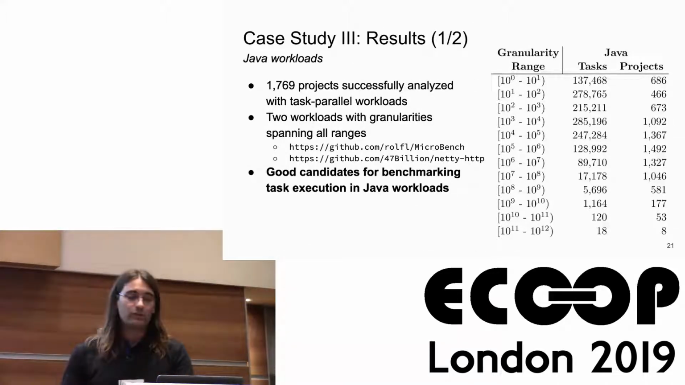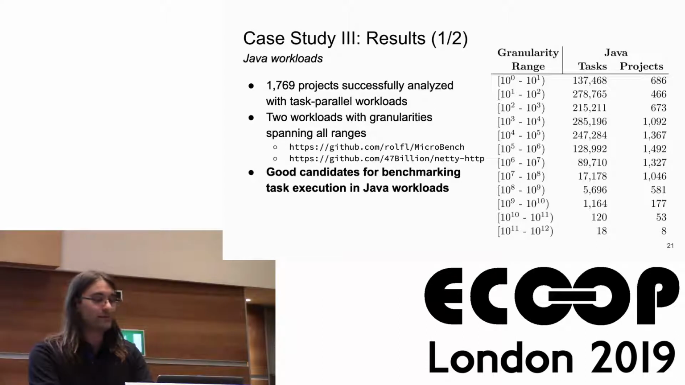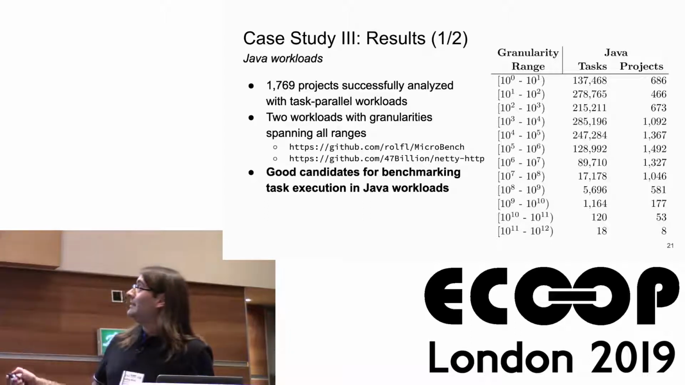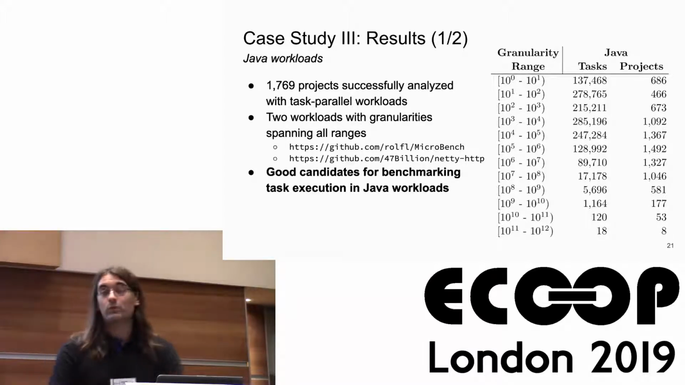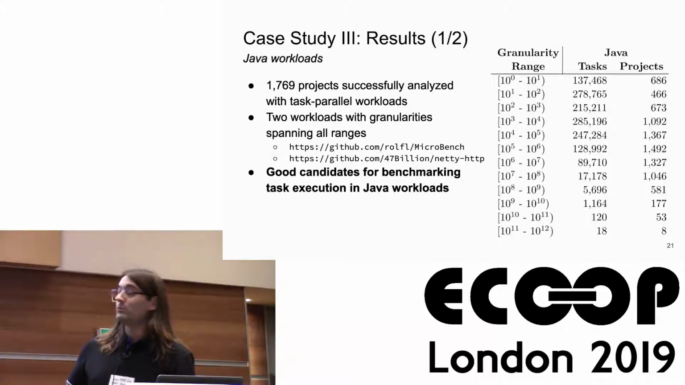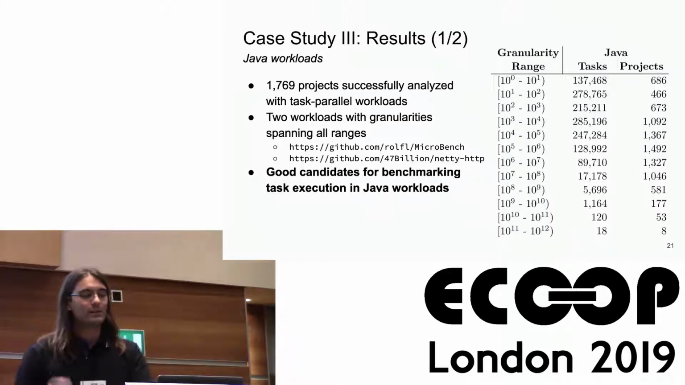Regarding Java workloads, we were able to successfully analyze around 1.7K projects that contain task parallel workloads. The table on the right summarizes the different granularity ranges that we found in all these projects. And the main result of this analysis is that we found two workloads that spawn tasks whose granularity can cover all these granularity ranges, which is a sign of high diversity. For this reason, they can be good candidate workloads for task benchmarking.